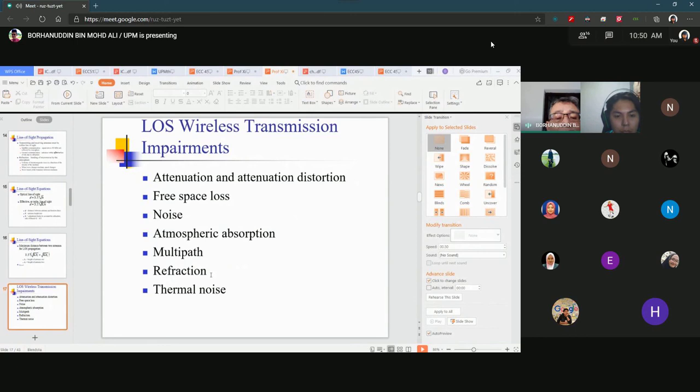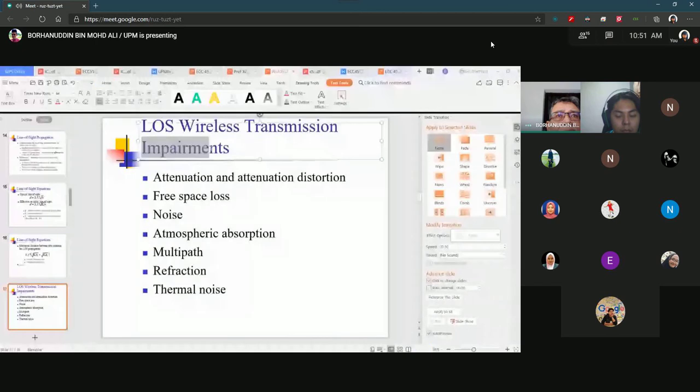Now, there are other factors that influence the signal, that either attenuate it or interfere with it, sometimes called impairment. This word impairment means anything that makes the signal worse. So we've seen attenuation and distortion due to attenuation. We've seen free space loss. Now noise. Noise is not something that you can get rid of. You have to contend with it, especially in electronics.